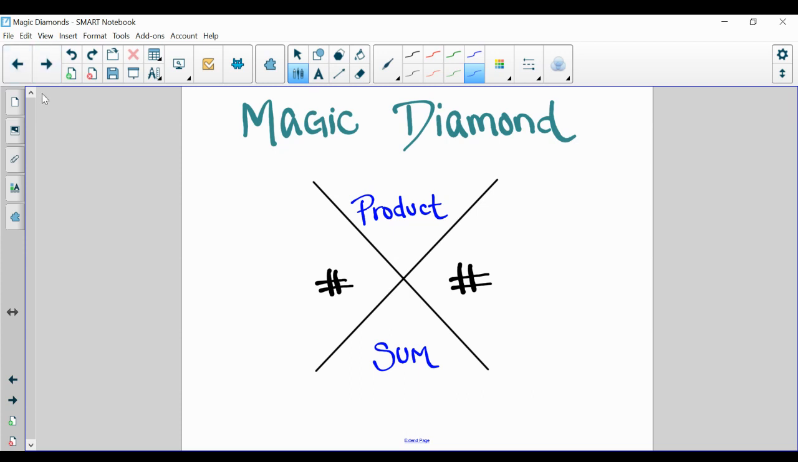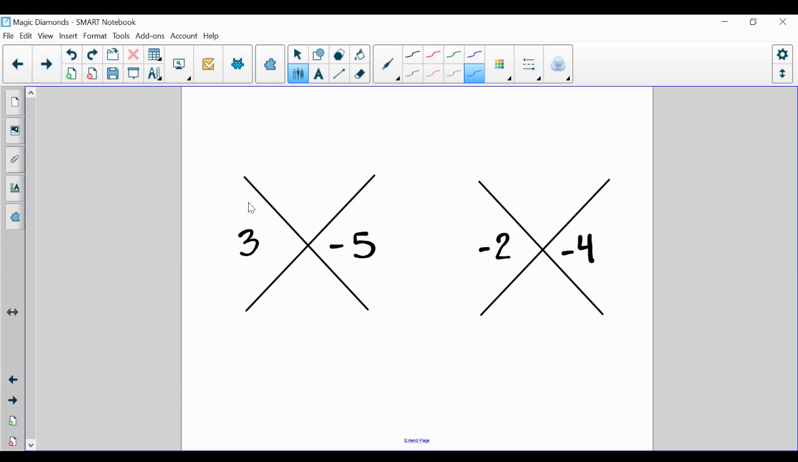So there's four different types of magic diamonds, depending upon which number combinations you're given. So we're going to explore two types of each of the four. So here's our first two examples. You can see in both examples, you've been given the two black numbers. So in both diamonds, you're looking for the product on the top and your sum on the bottom.